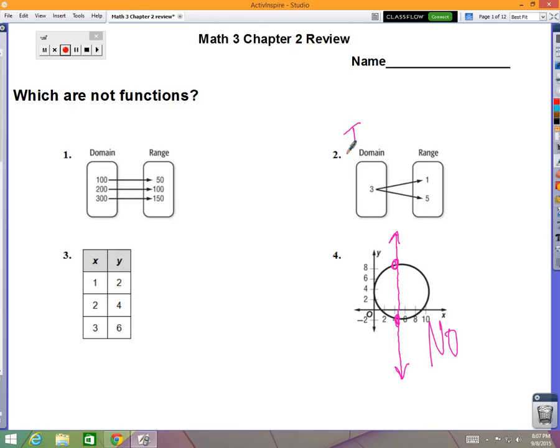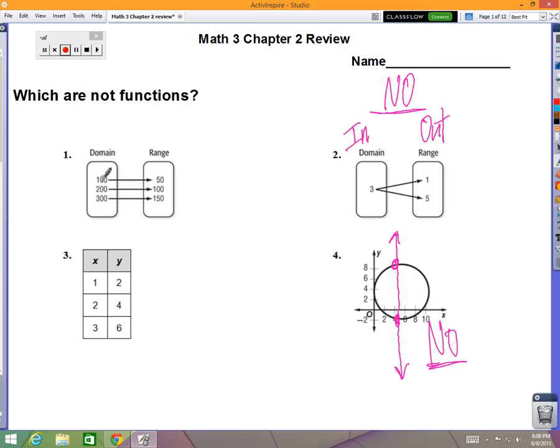But in functions, this is what you plug in and this is what it spits out. So this is input, this is output. If you plug in a 3 and it gives you a 1, and you plug in a 3 again and it gives you a 5, this is not a function. No. Every time you plug in 3, it needs to give you the same answer every single time.